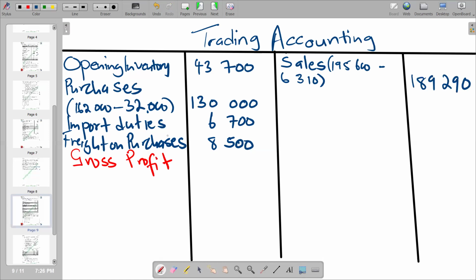So having that now, we are also supposed to have our closing inventory on the credit side. Closing inventory will be found as a balancing figure.